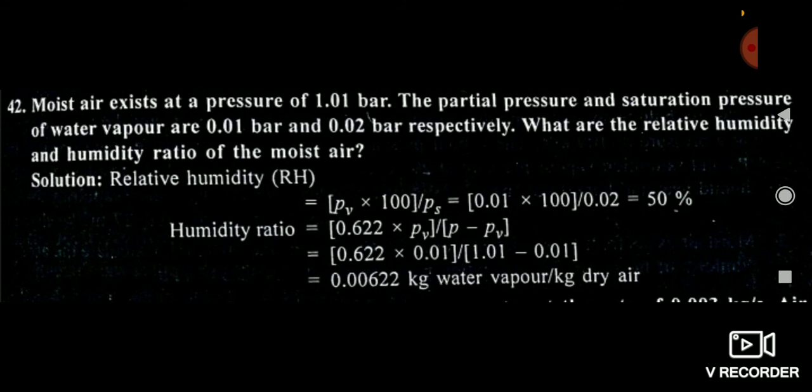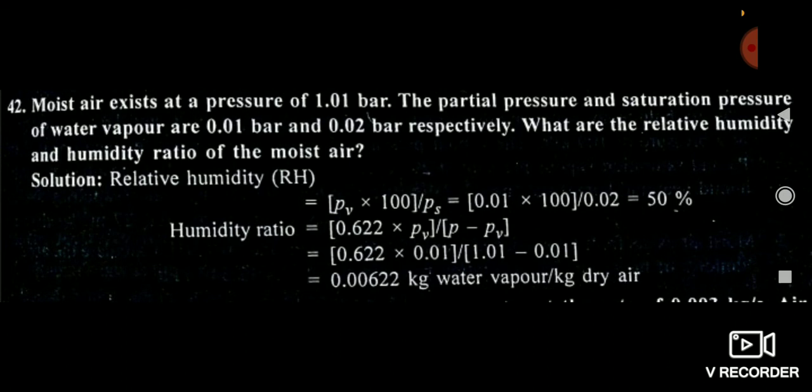And the humidity ratio, friends: for calculating the humidity ratio you have to calculate the humidity due to the partial pressure of water vapor, and that is 0.622 into PV divided by P minus PV. Friends, P total is 1.01 bar, and PV, the partial vapor pressure, is 0.01 bar. So you have to calculate the humidity.